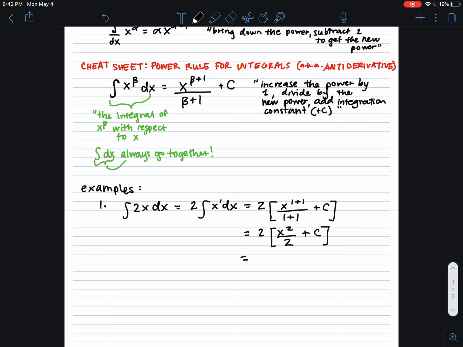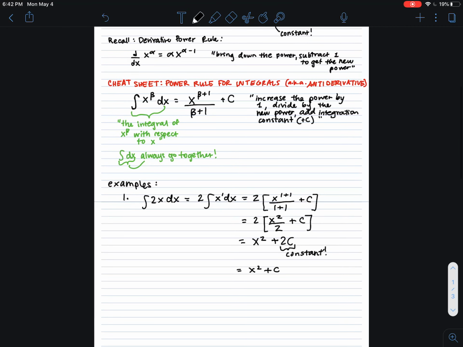And then when we multiply this 2 in, these 2's cancel. So we get x squared plus 2c. But technically this is just another constant. So we actually get x squared plus c, which is what we said earlier was our antiderivative.